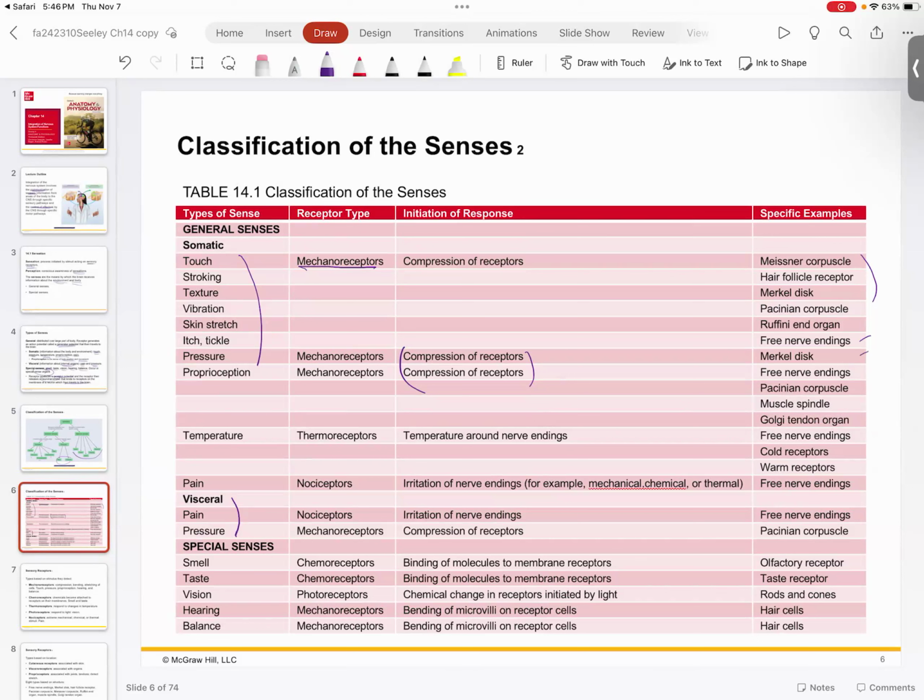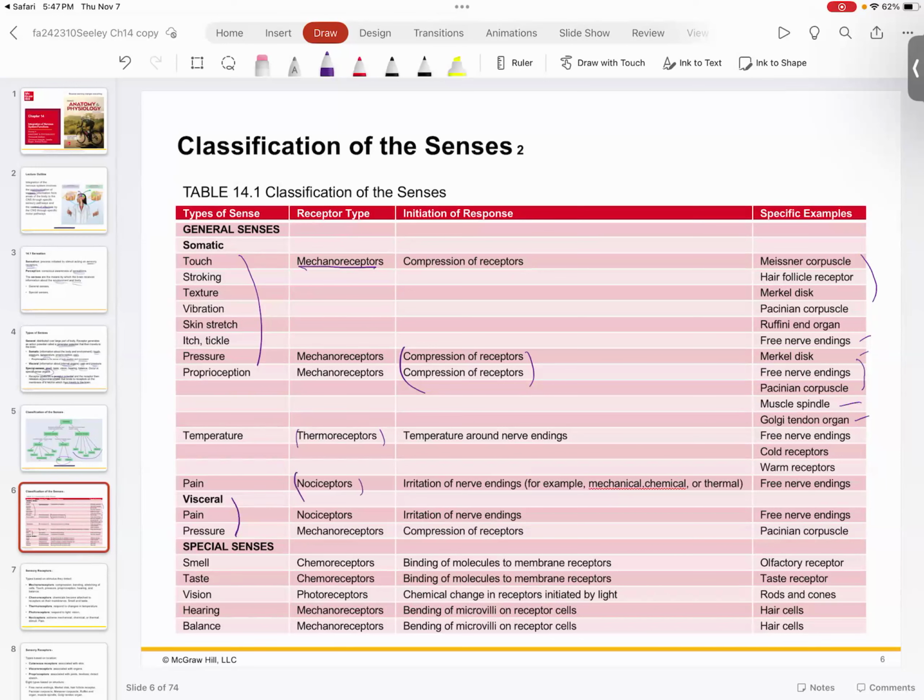Again, Merkel discs or the Merkel structure. And so you can see there's different types of structures here. Stretch, we just talked about the muscle spindle, right? That's a stretch organ. Same thing with the Golgi tendon organ. We just talked about that one, right? That's for proprioception. And so you have different types of structures that will help you to understand the nature of what's going on in your body. So those are all different types of receptors. Notice temperature has its own receptor, a thermoreceptor, and pain has its own receptor, a nociceptor.